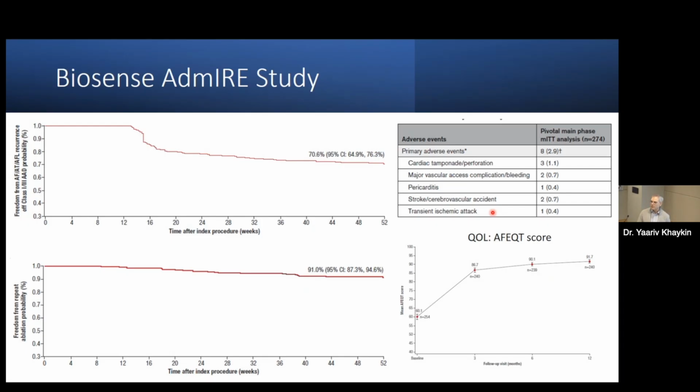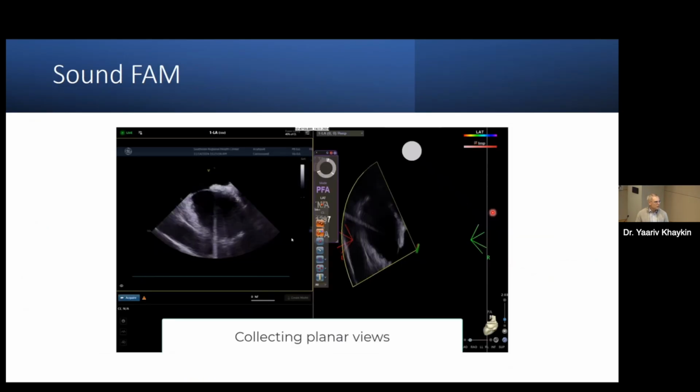The catheter is relatively stiff, it's relatively difficult to get it to where we want to go, and the time for the ablation is about the same as it would have been for radiofrequency ablation. It doesn't really save us quite as much time as the other energies.